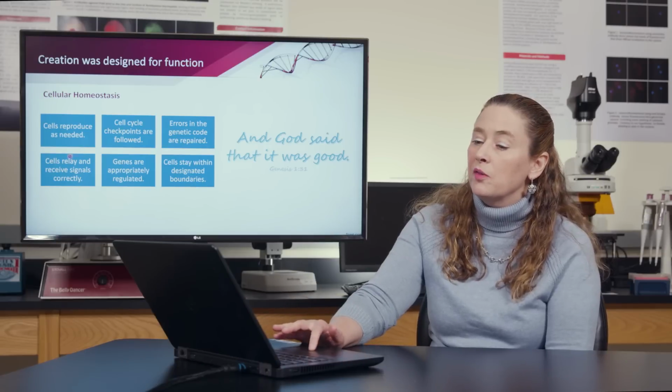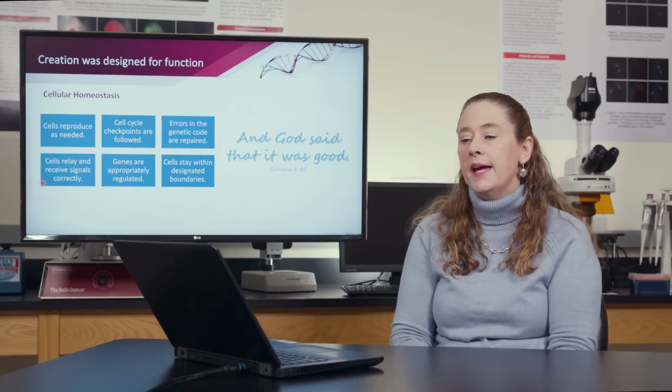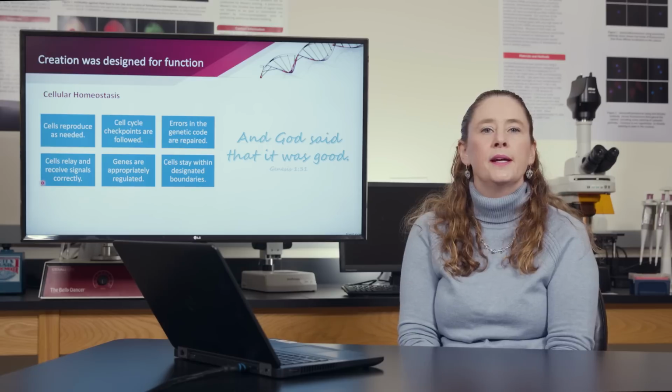Because of this, God had to build a system of repair apparatus called our DNA repair mechanisms. And those are constantly on guard, making sure that errors in the genetic code get repaired. If we have this functioning, it should protect us from mutations, and it should only allow cells to divide once they're properly repaired. In addition to all of this, cells need to relay and receive signals correctly.